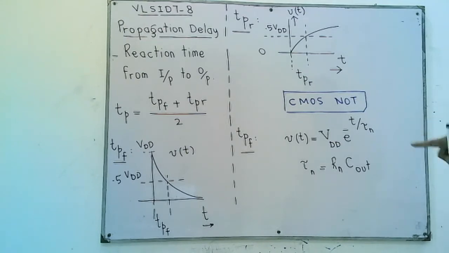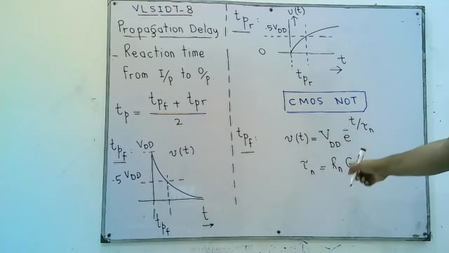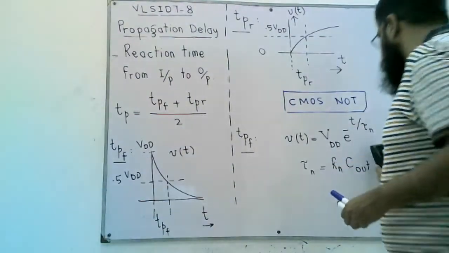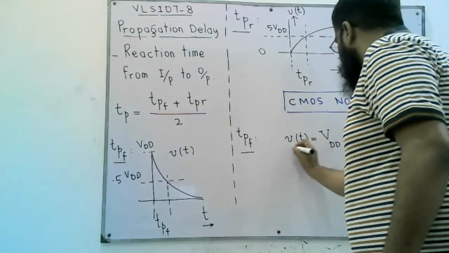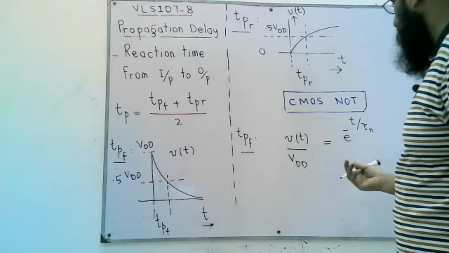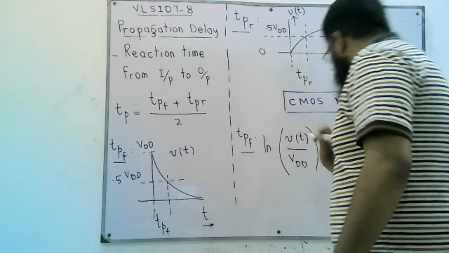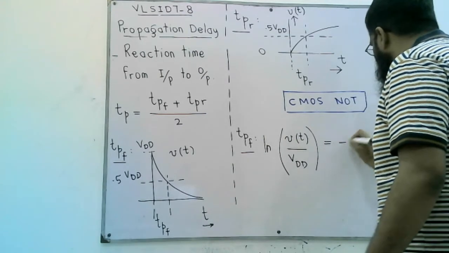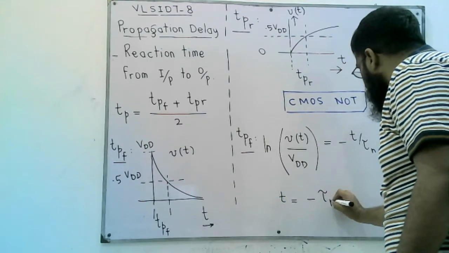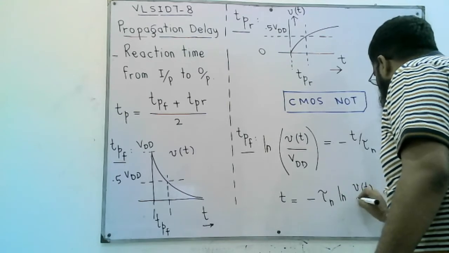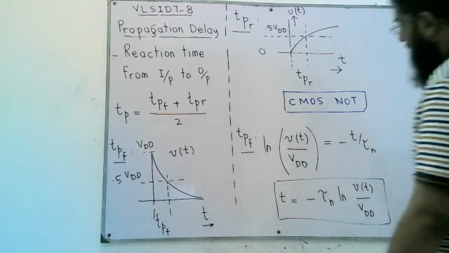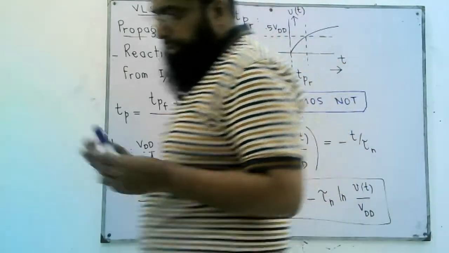So when we were studying about TR and TF, we actually rearranged these terms to bring t on the left hand side and everything else on the right hand side, and here we'll do that once again. The practice is to divide by this VDD here, and then we can compute log on both sides, so it becomes log of V of t over VDD equals minus t over tau n, or we can write t as minus tau n log of V of t over VDD. So this is how we can write t for this falling curve.